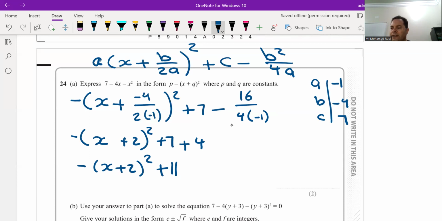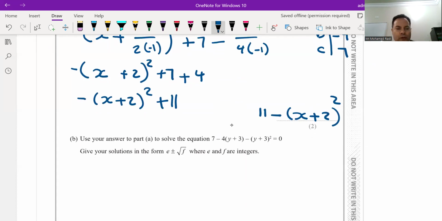If you look at the question, he asked to get it in the form given, so you have to rearrange and write it in the same form. If you rearrange, the first is 11 minus x plus 2 the whole squared. This is the final answer simplified.